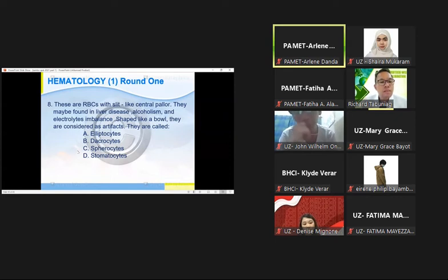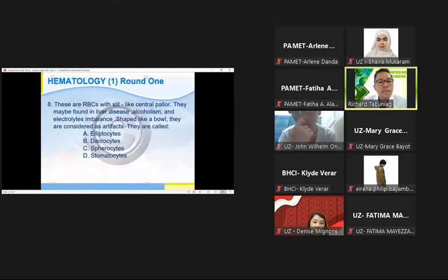Hematology, number 8. There are RBCs with slit-like central pallor. They may be found in liver disease, alcoholism, and electrolyte imbalance. Shaped like a bowl, they are considered as artifacts. They are called A, elliptocytes, B, dacrocytes, C, spherocytes, and D, stomatocytes.